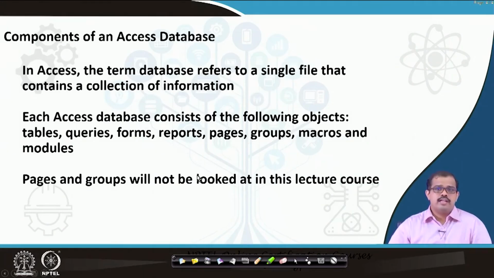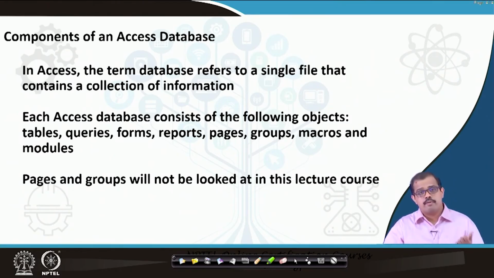Then when you are looking at the entire Access database, you have different components of an Access database. In Access, the term database refers to a single flat file, or a single file that contains a collection of information. So each Access database consists of different objects. Objects can be tables, queries, forms, reports, pages, groups, macros, modules.